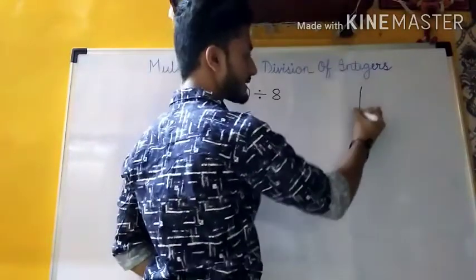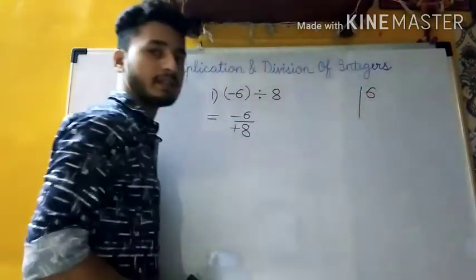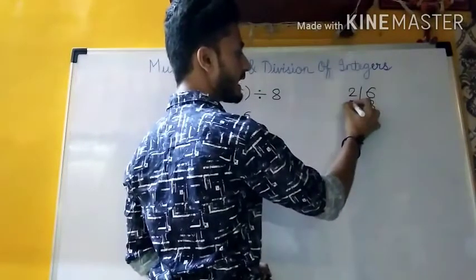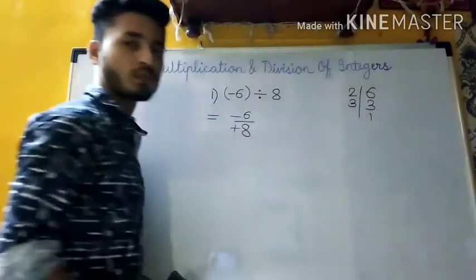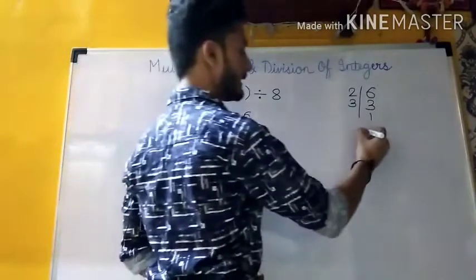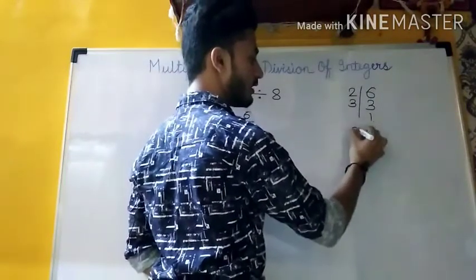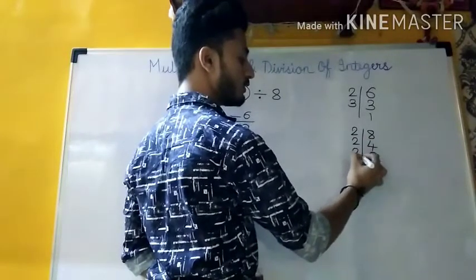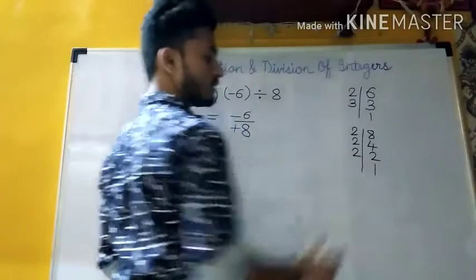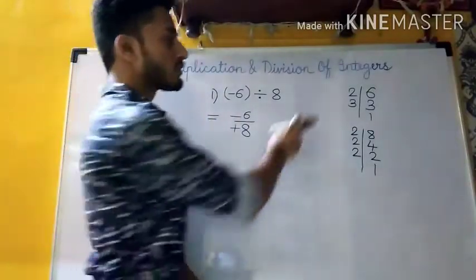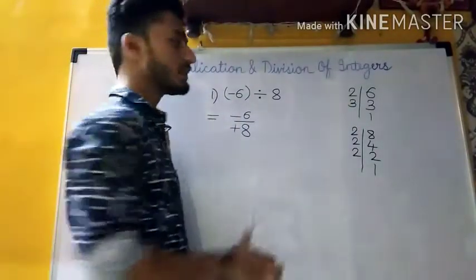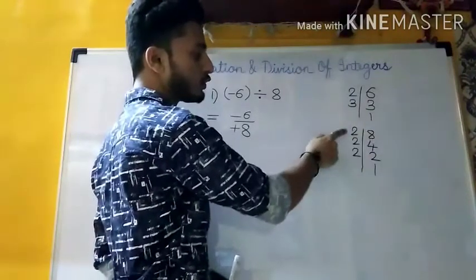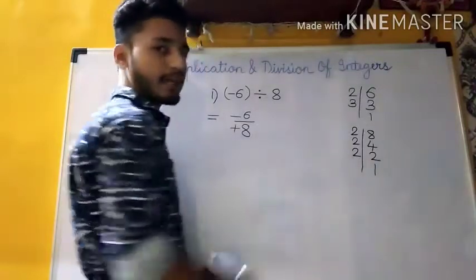So for 6, what will be the prime factors? Yes, first will be 2 3s are 6 and then 3 1s are 3. Okay, and for 8 it will be 2 4s are 8, 2 2s are 4, 2 1s are 2. Okay, so these are the factors. So for 6, what are the prime factors? Yes, 2 and 3 are the prime factors, and for 8 it will be 2, 2, 2, three times 2.